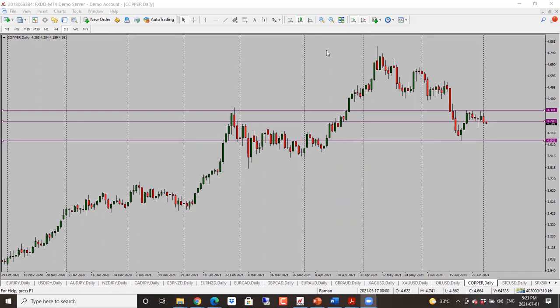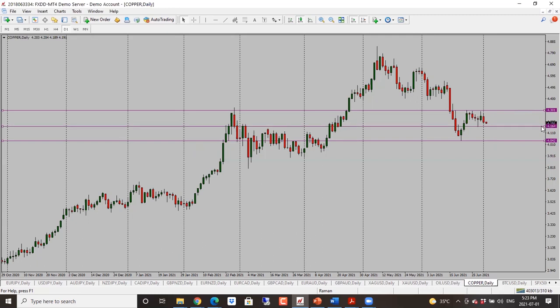Copper looking bearish here. As we can see, it couldn't go through the resistance, and now we are back. In this case, looking for a drop back towards the support level once again. First target here is 4.16, and below that we are looking at 4.11. So bearish bias for copper as well.